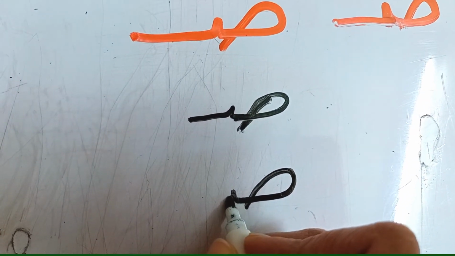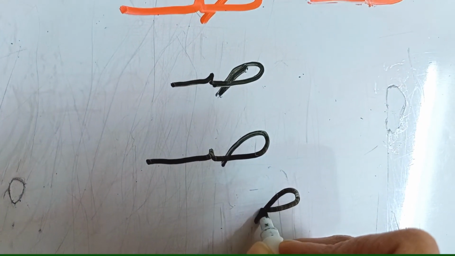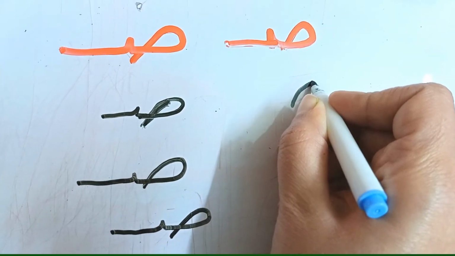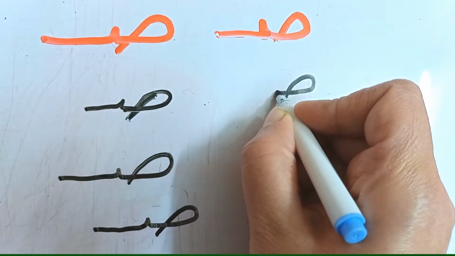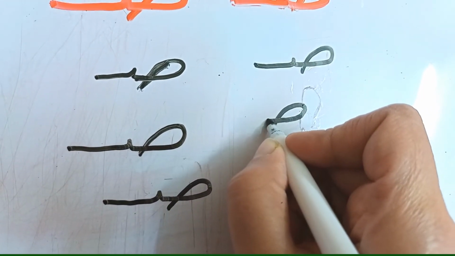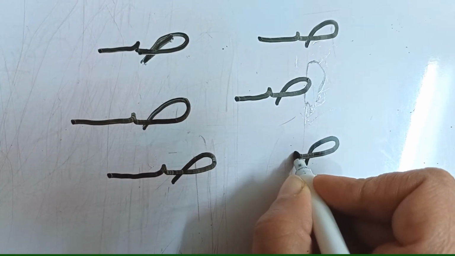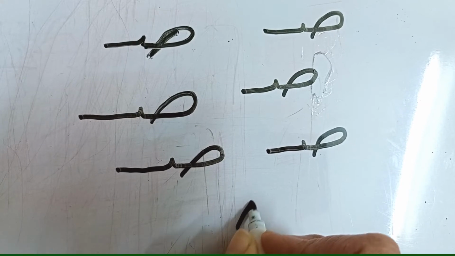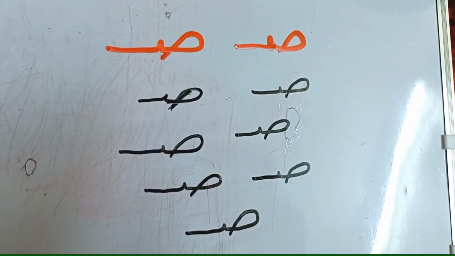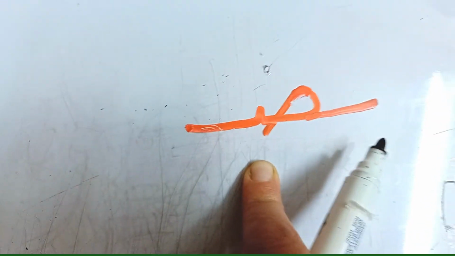Semi-oval, then a small dash, then a line. Again, the letter صاد, when it comes in the middle of the word.